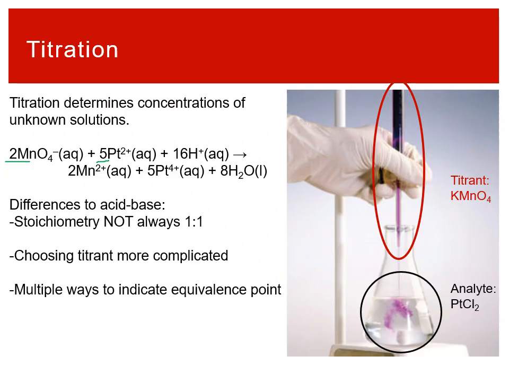When it comes to indicating the equivalence point, knowing when you've reached the equivalence point, there's also some complications with that. There's multiple ways to do it, and in different redox titrations, different experiments, certain indications of the equivalence point will be better, as opposed to acid-base where you could always look at jumps in pH or color change for indicators.